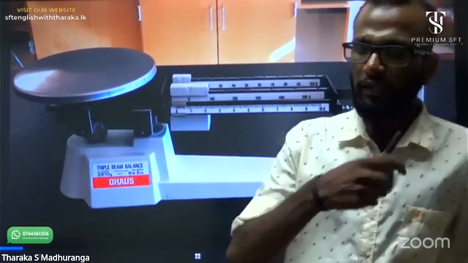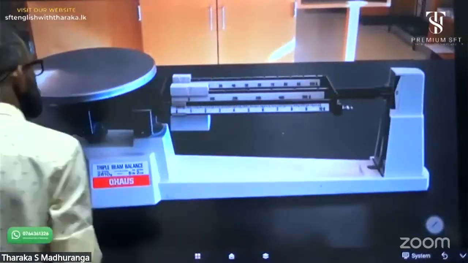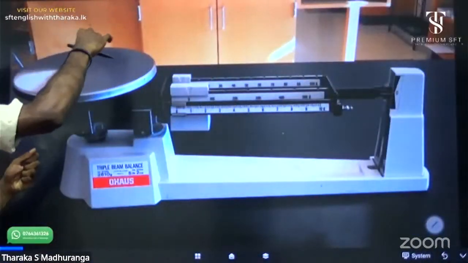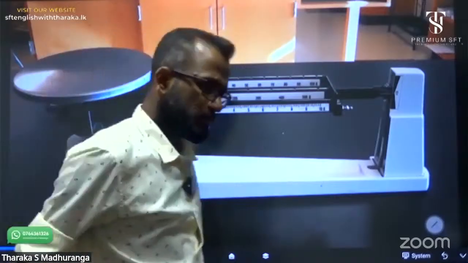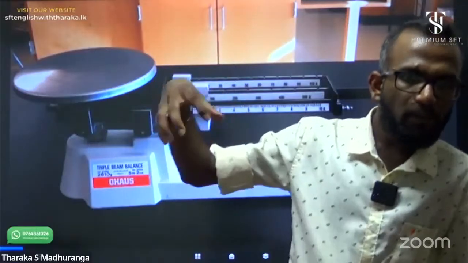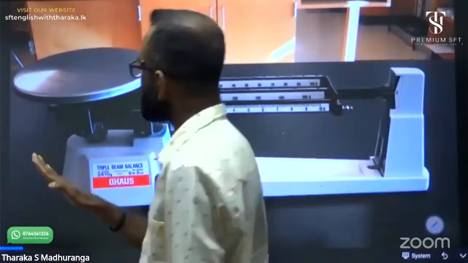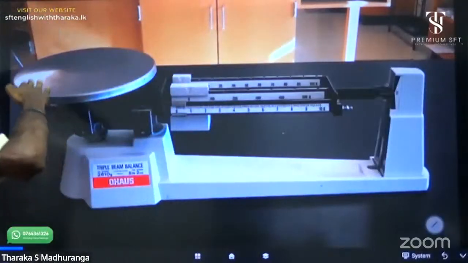Before taking readings, the first step is to clean the measuring pan. If there are any dirt or dust particles on the measuring pan, it will cause measurement errors. Therefore, the first step is to clean the measuring pan.